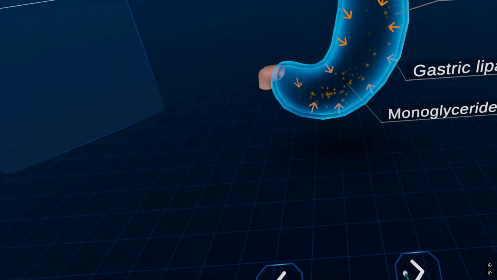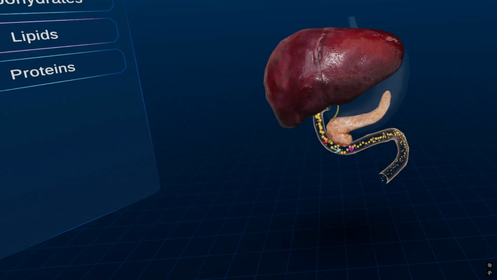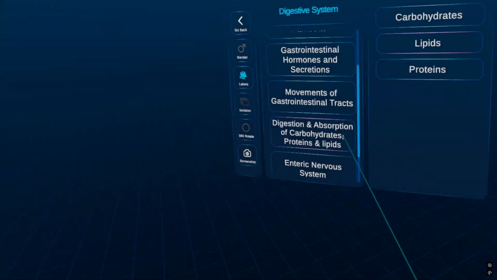Stomach. Once the food enters the small intestine, pancreatic lipase. The small intestine is the primary site.